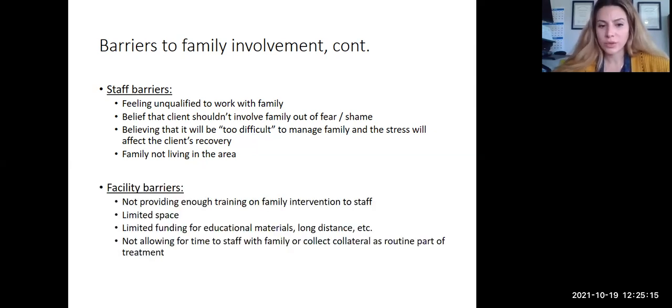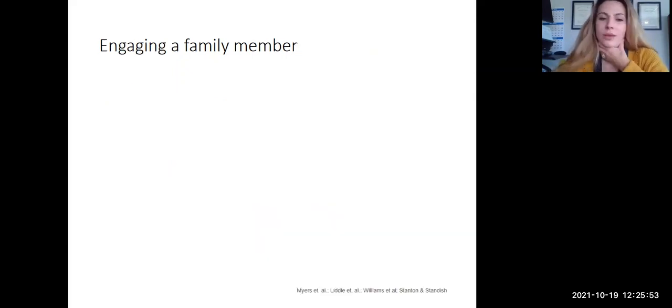And then there are facility barriers, right? Facilities or programs may not provide enough space, enough funding, enough materials, or enough time for staff to have those collateral contacts. There are some billing codes that can be employed when a family member is present, but unfortunately, a lot of the work that has to be done to engage with family or CSOs is phone calls and case management pieces that aren't necessarily going to be covered by that particular service. And so if you're in an agency or position where you don't have that space or time allotted to do that as part of routine treatment, that can be a pretty significant barrier.